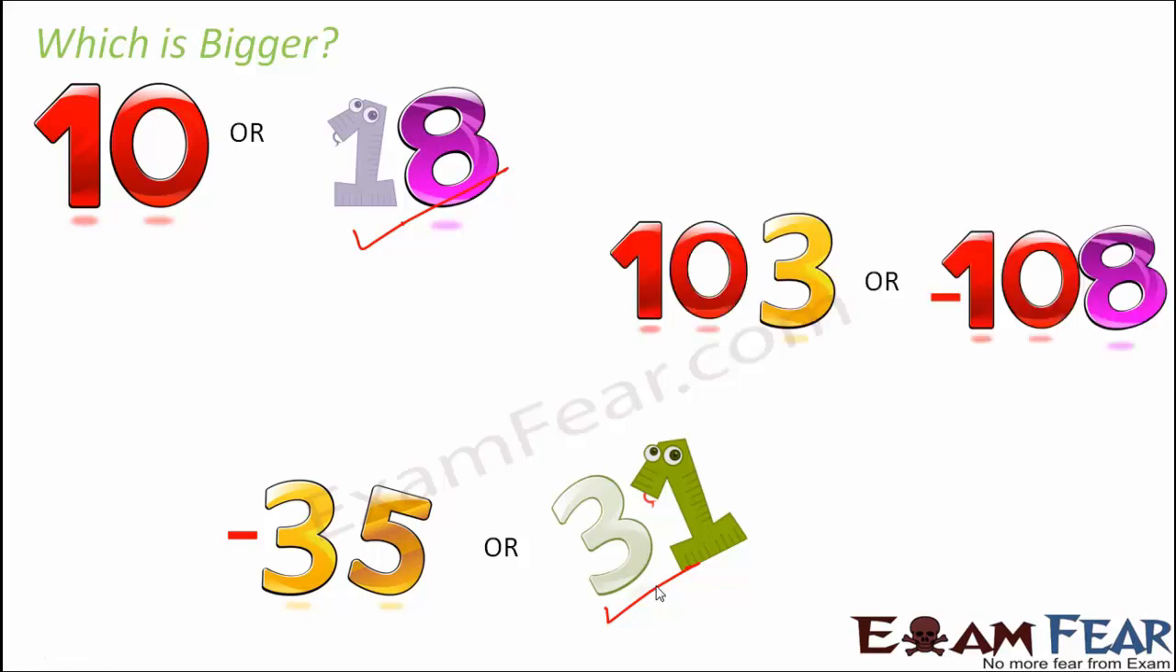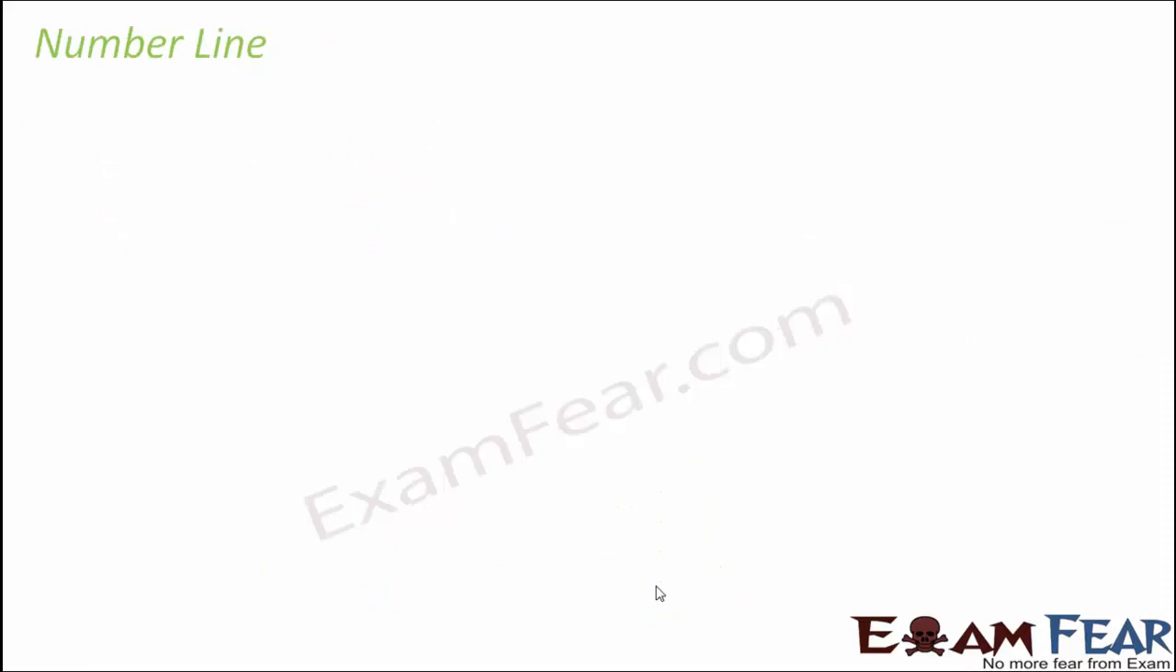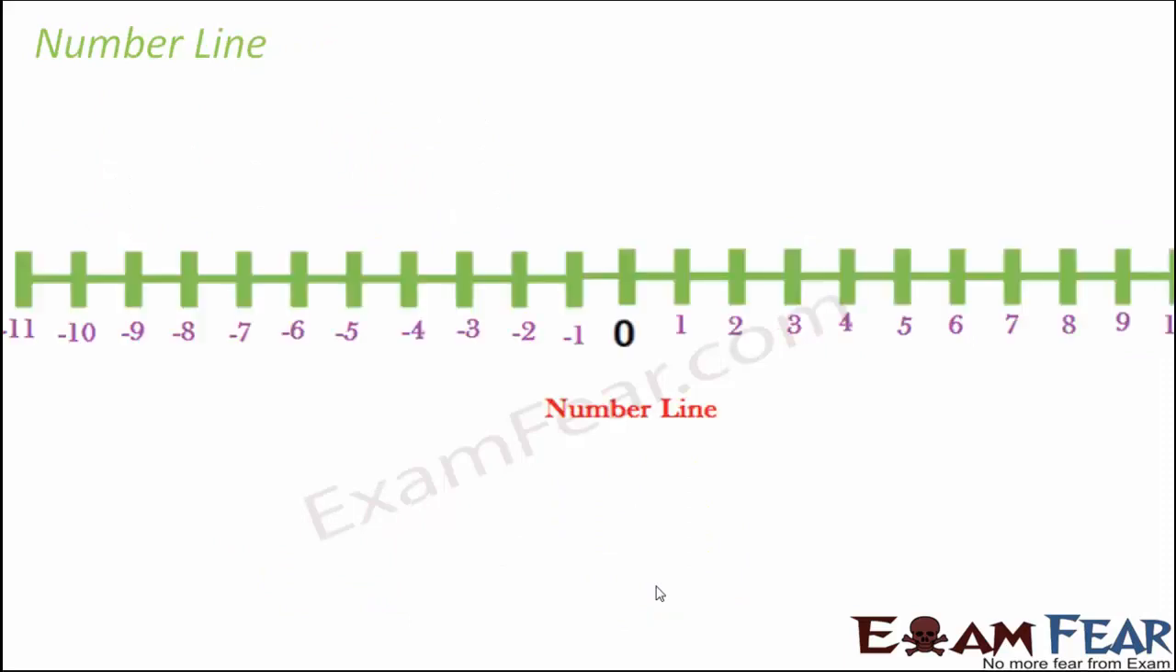Similarly, if I ask you which is bigger, 103 or minus 108. Now the challenge here is, whenever negative and positive numbers are both in the scene, it sometimes becomes very difficult to understand which number is bigger and which number is smaller. So for this, we will understand the entire concept using the number line, because this helps us to visualize where the numbers are located. So now on this number line, what do we see?